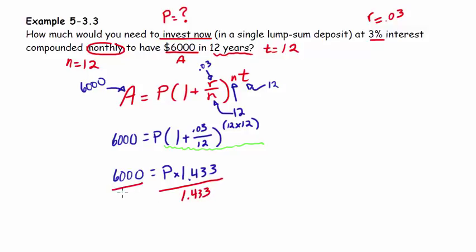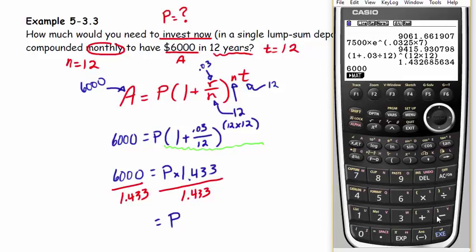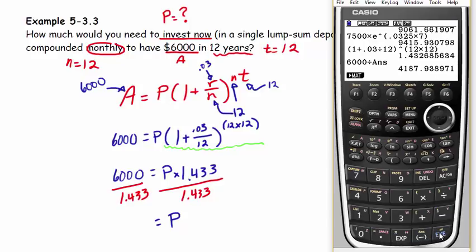Just to make sure I don't have any rounding error, I am going to use my answer command. I'm going to take $6,000 divided by this result here before I rounded it. I'm going to hit shift and the negative sign for my previous answer to get that I need to put down $4,187.94.